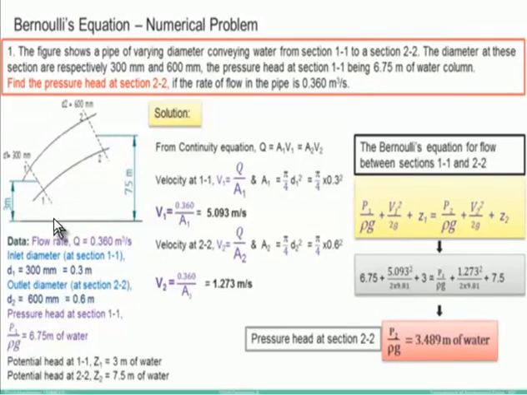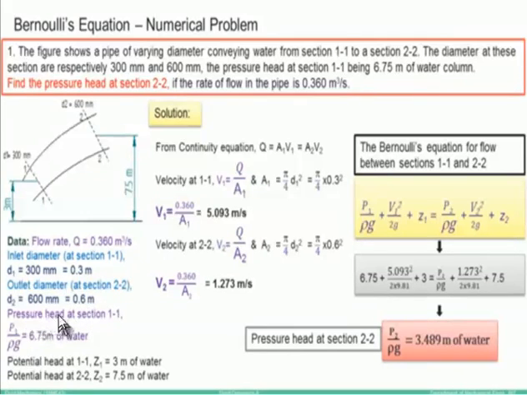Okay, so first we have to write the given data. Flow rate he has given that Q is equal to 0.36 meter cube per second. Directly he has given in terms of meter cube per second, no need to change this unit. Okay, and also he has given the inlet diameter at section 1, that is d1, 300 mm, so that we have to convert into meter, that is equal to 0.3 meter. Outlet diameter at section 2 he has given, that is d2, 600 mm, that in terms of meter becomes 0.6 meter.